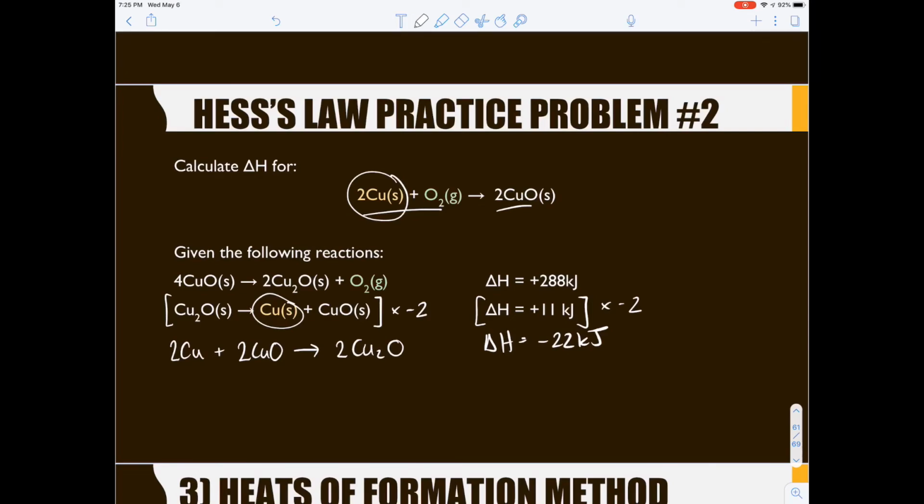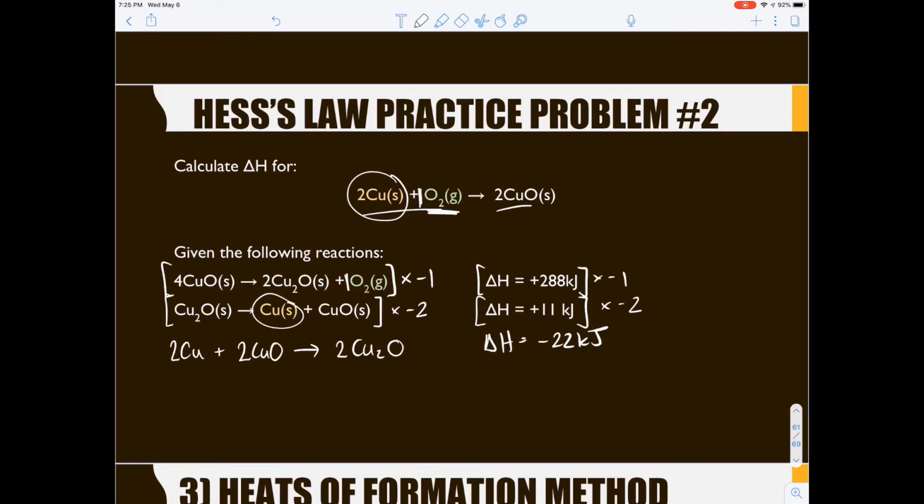Maritza, what's our next step? Maritza says you should try to make sure that O2 is in the right place. Good idea. Okay, right now O2 is a reactant and there's one of them. Here, O2 is a product, but there is one of them. So we don't need to multiply this by anything, but we do need to flip it around. We're going to do the same thing for its delta H.